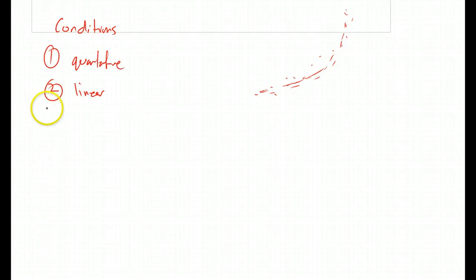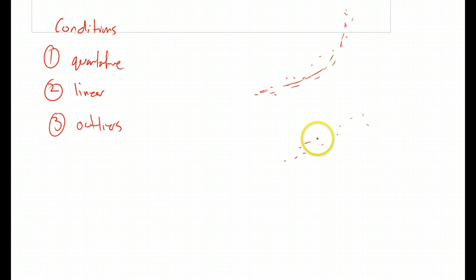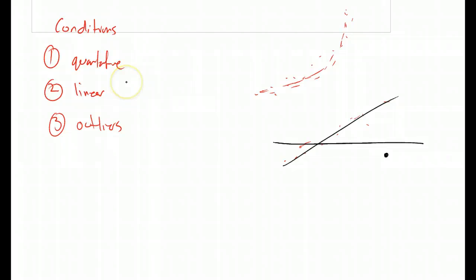And finally, 3 is outliers. Even if you have a fairly strong scatter plot, a fairly strong association, even if you have one outlier here, that's going to pull the line. Instead of having the line like this, it's going to completely pull the line towards that outlier. So you have to check for those three conditions. If your example violates any of these conditions, you cannot determine the coefficient of correlation.